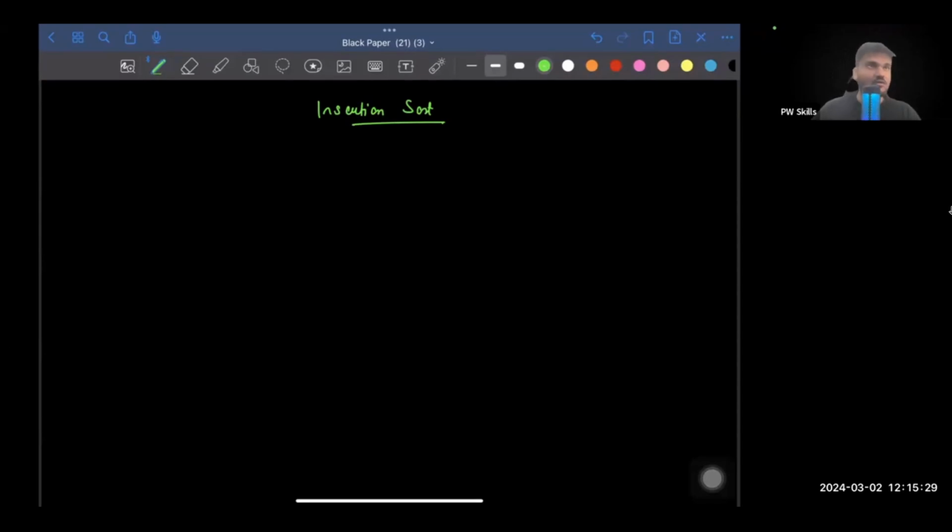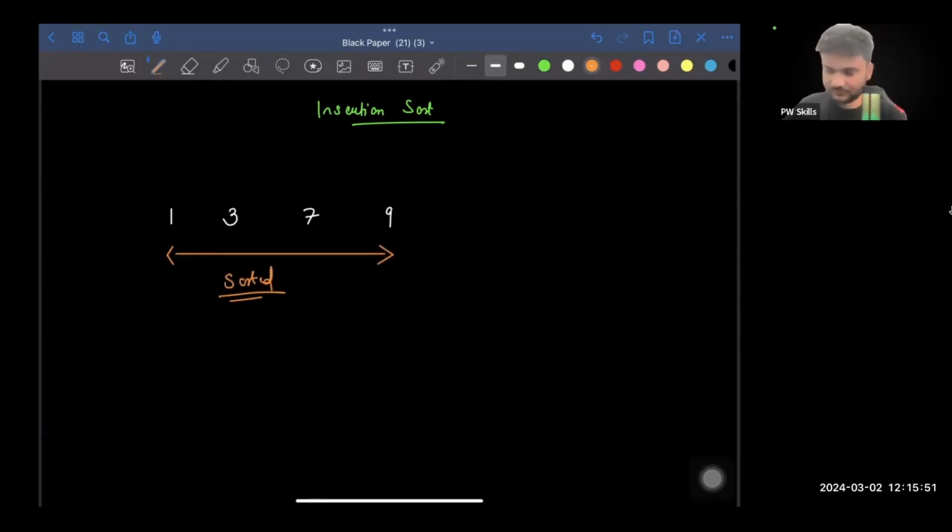Now, what is insertion sort? How exactly does it work? Let's start talking about that. Okay. So let's say you have a bunch of elements, and let's say this bunch of elements is sorted. So you have the left part as sorted, and then you have a sequence of unsorted elements. So you have two partitions. One is a sorted region. One is an unsorted region.